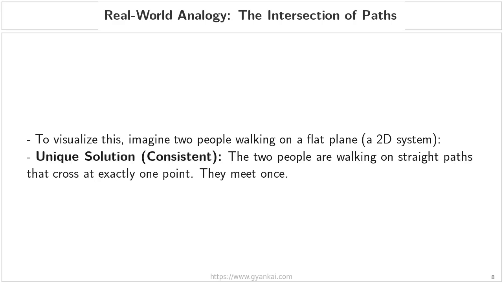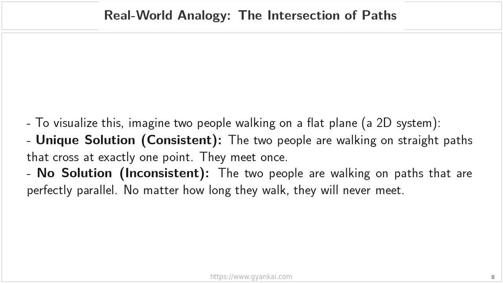First, let's look at a unique solution, which we've identified as a consistent system. Imagine these two people are walking on straight paths that happen to cross at exactly one specific point. Because their paths intersect, there is one single, clear meeting point. That point is our one and only solution. Next, consider the case of no solution, which we call an inconsistent system. In this scenario, imagine the two people are walking on paths that are perfectly parallel to each other.